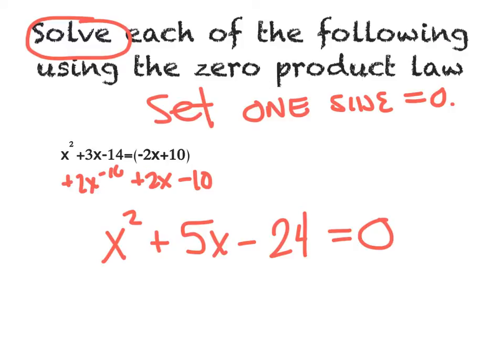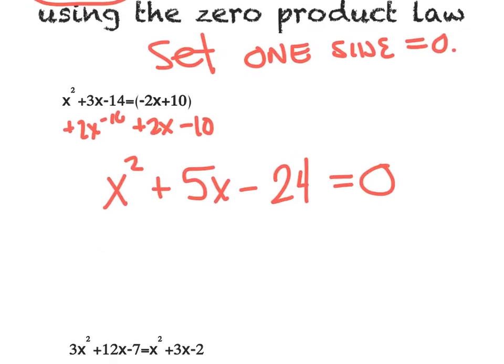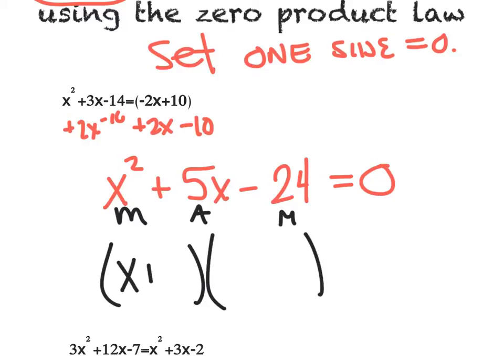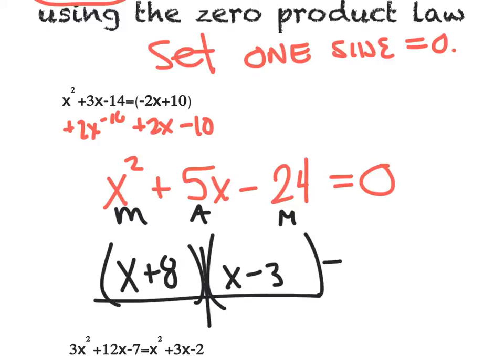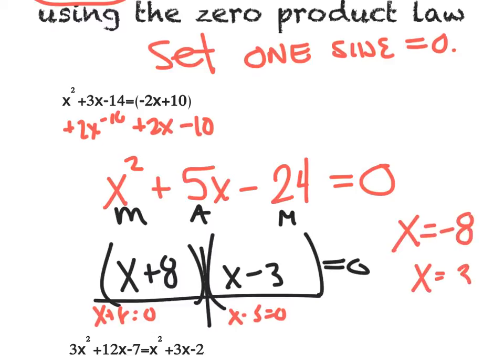Okay, and since I'm solving, I'm going to factor and tee it up. So let's see. Multiply, add. Got to multiply to negative 24, add to 5. So I'm going to say that's x plus 8 and x minus 3, tee it up, equals 0. Remember, set both of these equal, so x plus 8 equals 0 and x minus 3 equals 0. When I solve, I'm going to get x equals negative 8 and x equals 3. I would say I have 2 solutions.